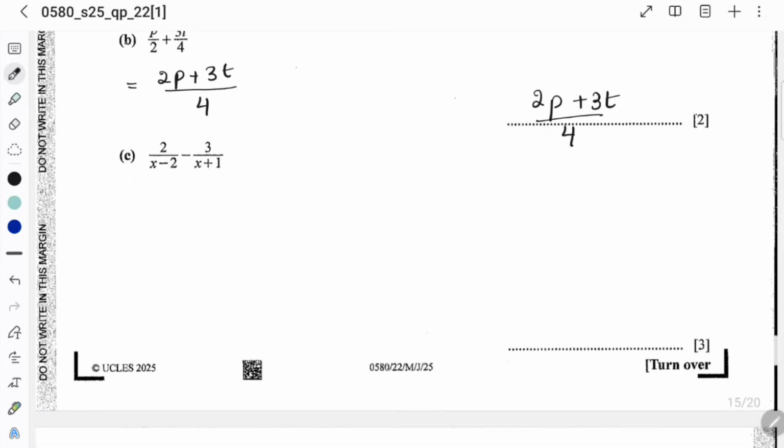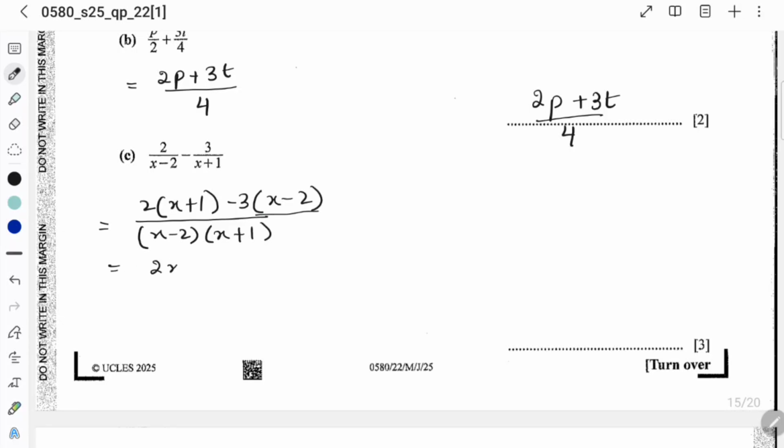So part C, it's a 3 marks question. 2 upon x minus 2 minus 3 upon x plus 1. Again we'll take the LCM and then simplify. So we know that x minus 2 and x plus 1 is the LCM, and then 2 is multiplying with x plus 1 and minus 3 is multiplying with x minus 2.